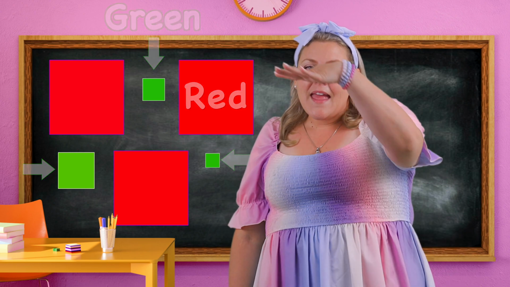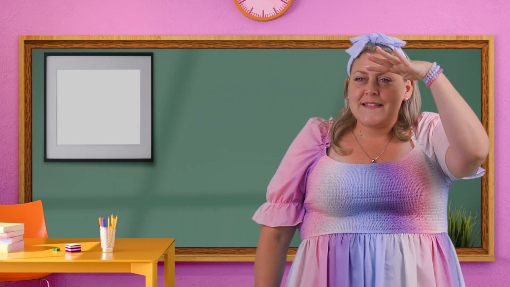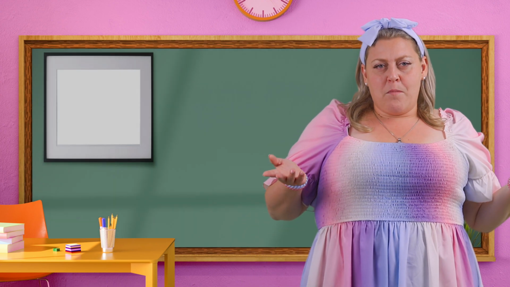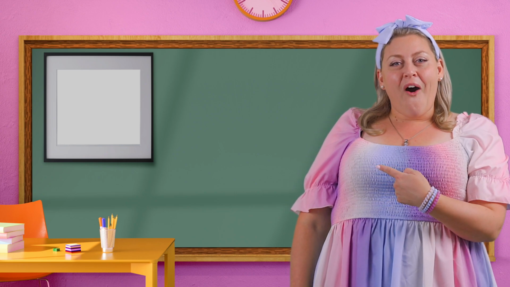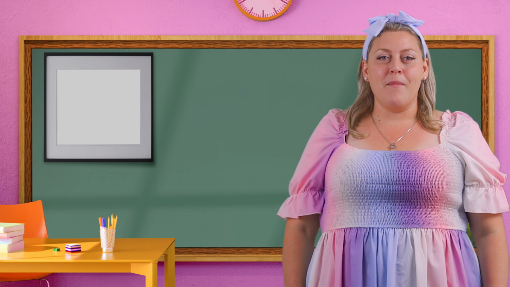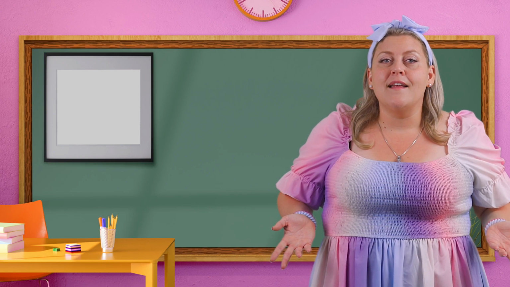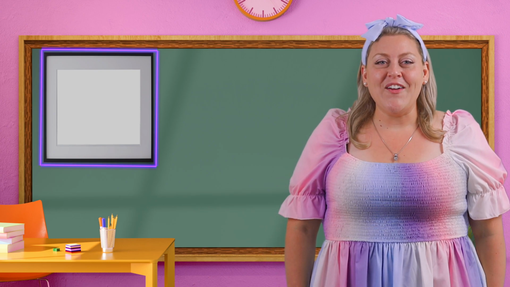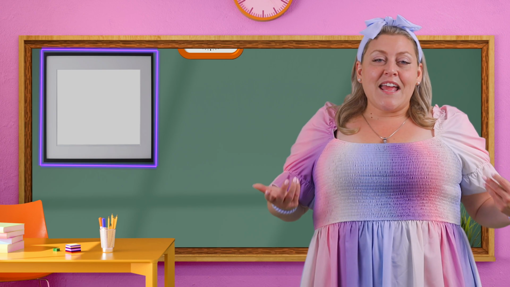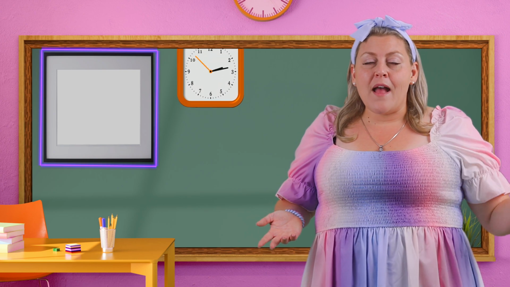Fantastic! Let's look around and see. Can we see any more squares? Oh, look at the wall. Look at the picture frame. What shape is it? That's right. It's a square. Awesome. Can you see any more squares around?